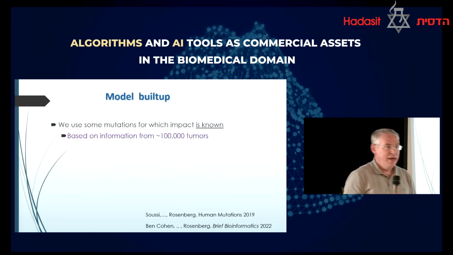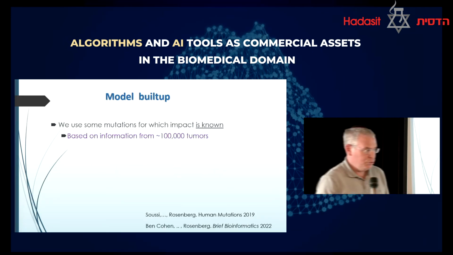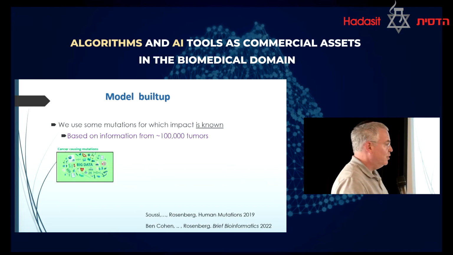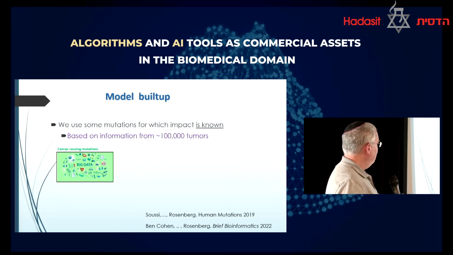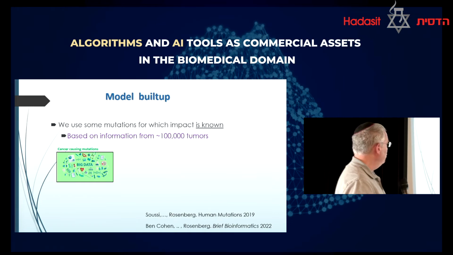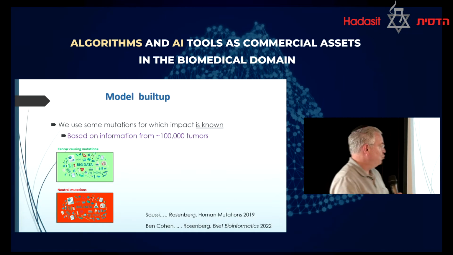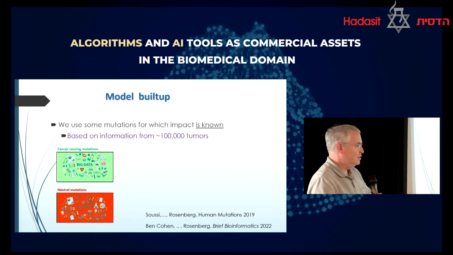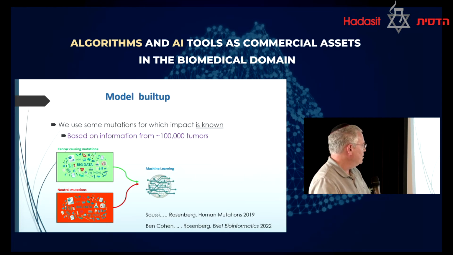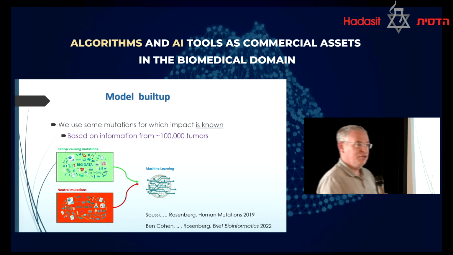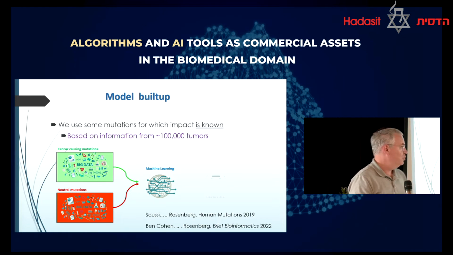So what we do, we selected to use machine learning. In machine learning, we define a group of mutations that we are almost sure are cancer causing, and another group of mutations that we are almost sure are neutral, not cancer causing. We collect a lot of information about them, and then we ask the computer to create a model to discern between these two groups, and then this model can be generalized to all other mutations that we don't know about.